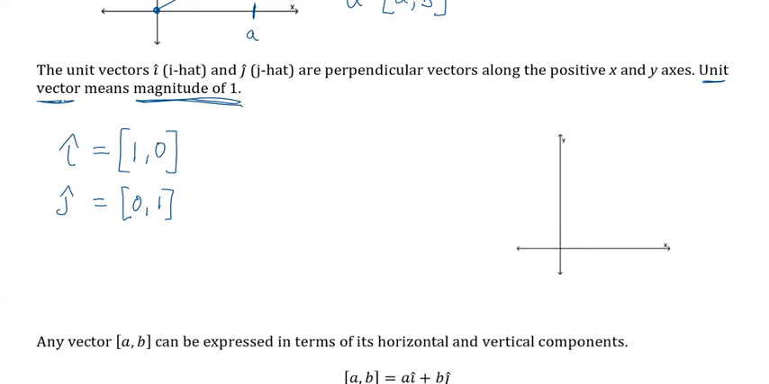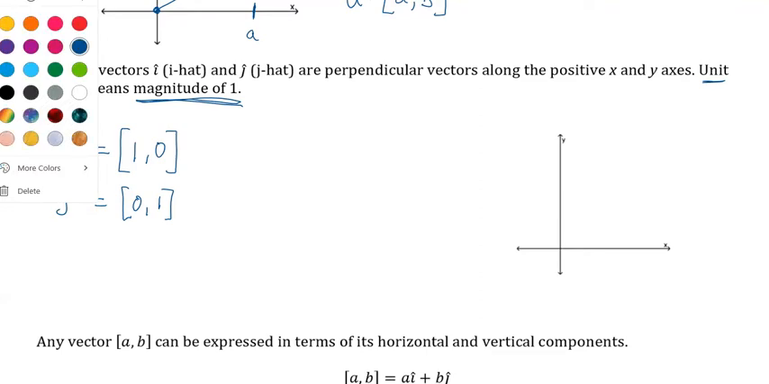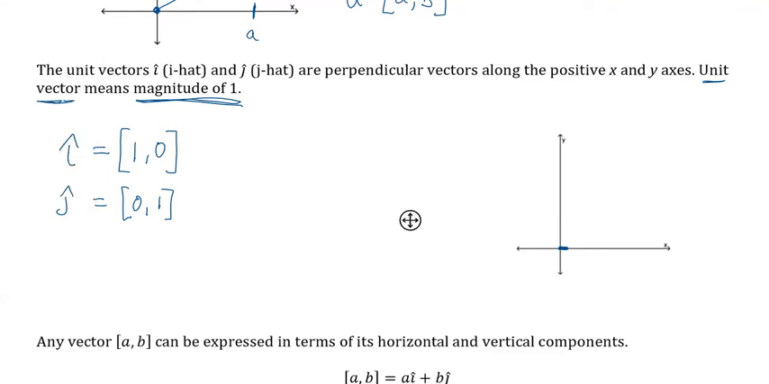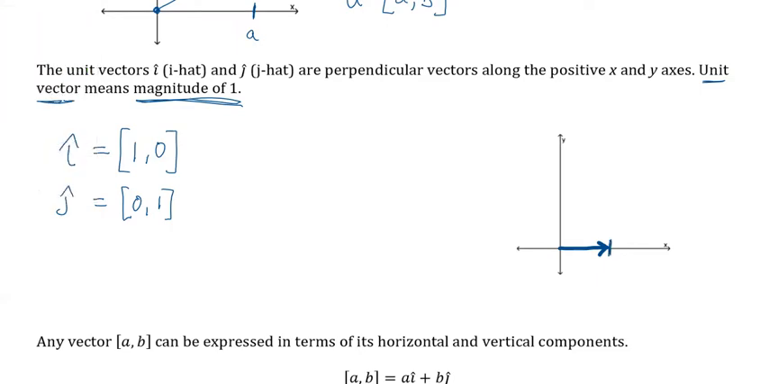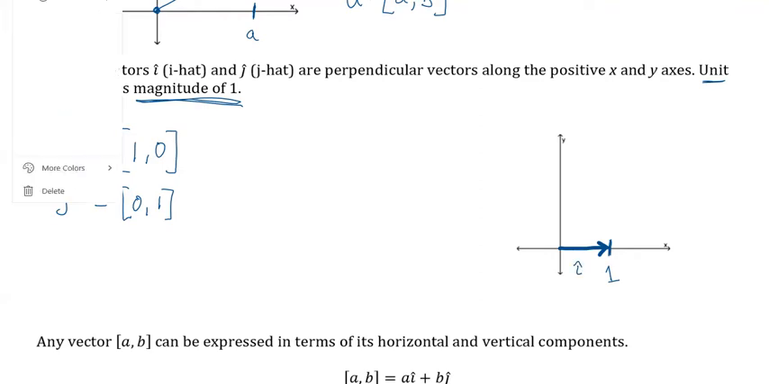Okay, so i hat would be a vector like this that has length 1. And j hat would be a vector like this, that has also length 1.